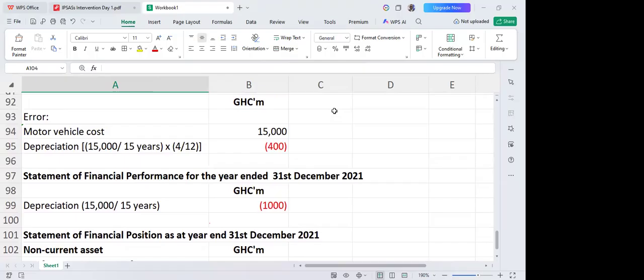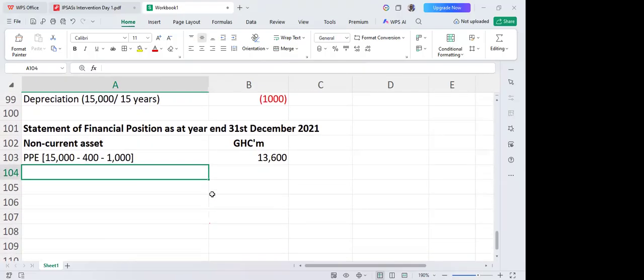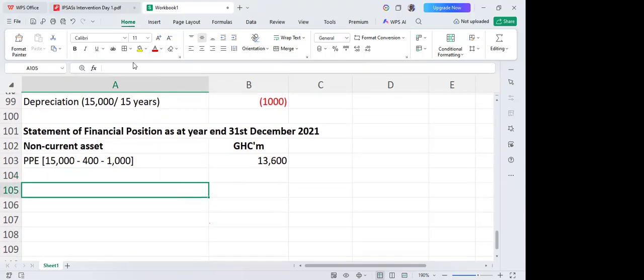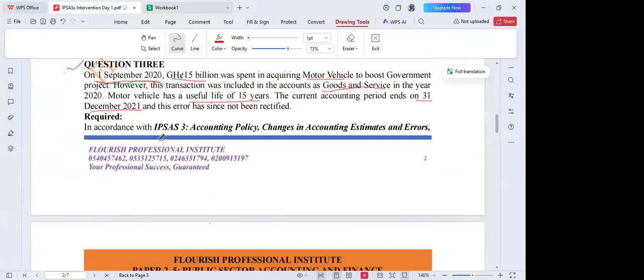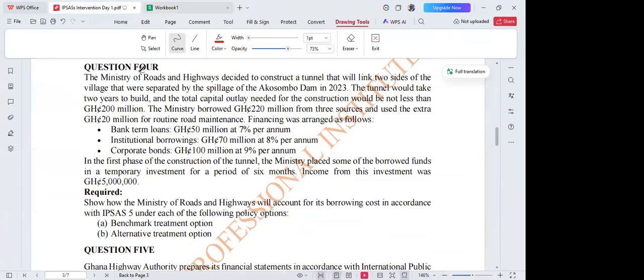So this is how we go about this question, where you have a correction of error in that case. Okay, let's move on to the next question. Question 4. I read that question 4.